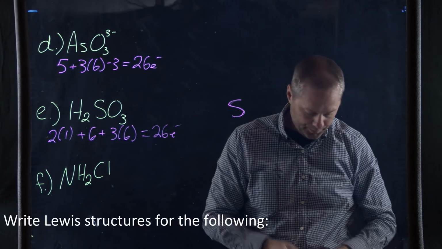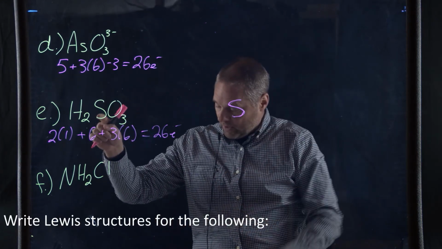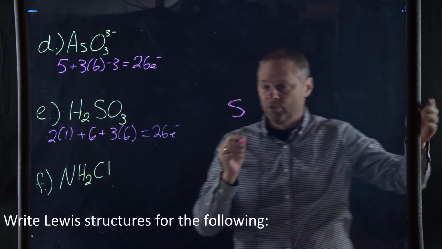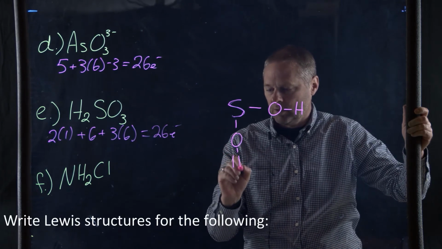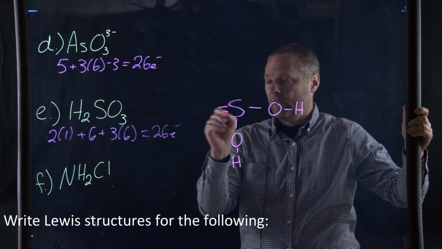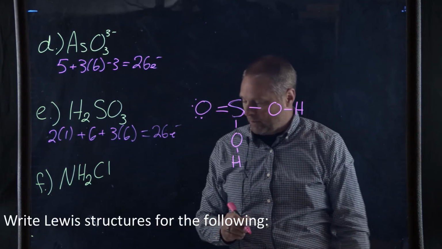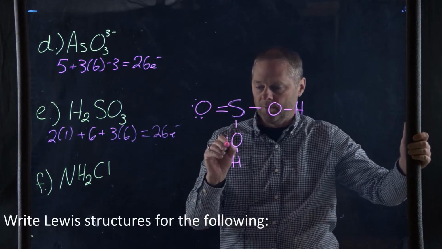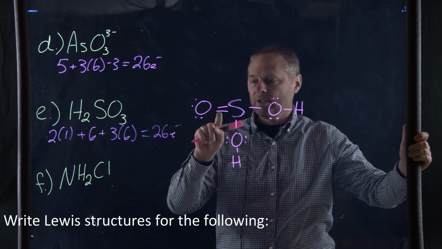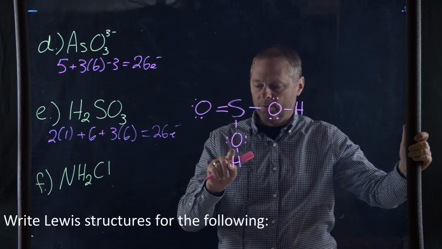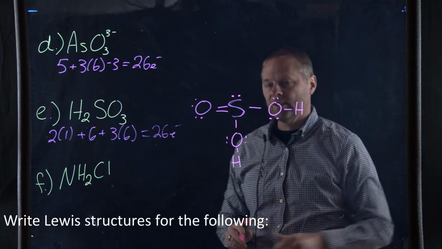I'll grab another marker. Sulfur is going to be the central atom. These hydrogens are going to be bonded to the oxygens. So there's one, and then we would have another oxygen right there, which is going to be double bonded. Now, if we start counting the number of valence electrons here, oops, let me complete this. Getting a little ahead of myself. This would be 2, 4, 6, 8, 10, 12, 14, 16, 18, 20, 22, 24. So we're missing a pair of electrons onto the sulfur.